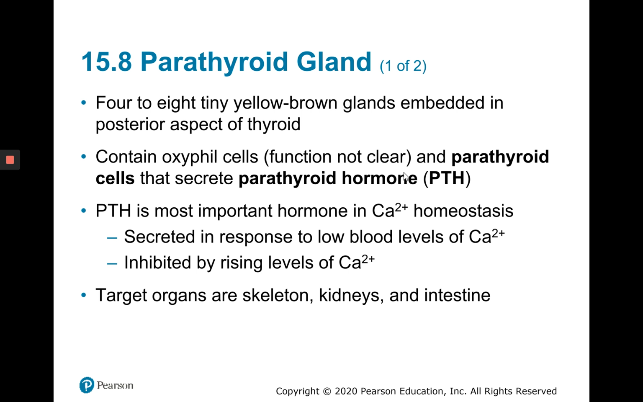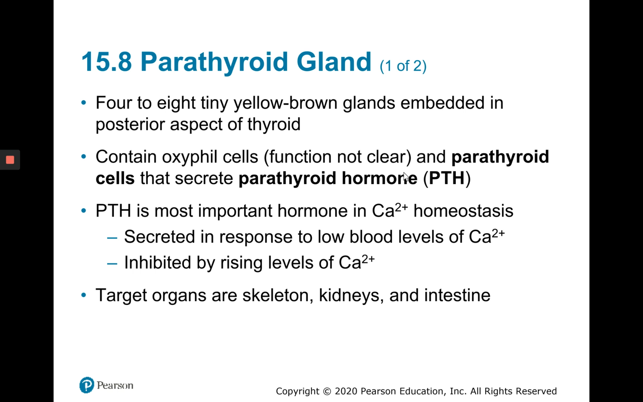So, moving on to the parathyroid gland. We're moving away from the thyroid gland, but we're still in the general area, because these 4 to 8 tiny yellow-brown glands are embedded on the dorsal side, or posterior aspect, of the thyroid. They are made up of parathyroid cells. We do know that the parathyroid gland also contains oxyphil cells.